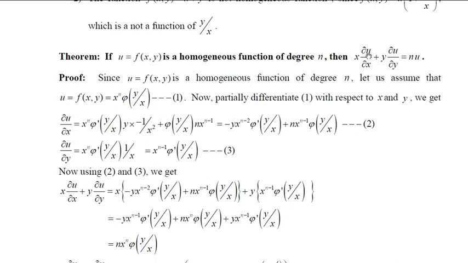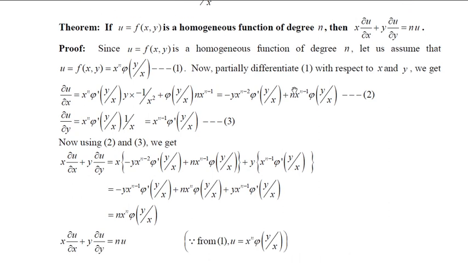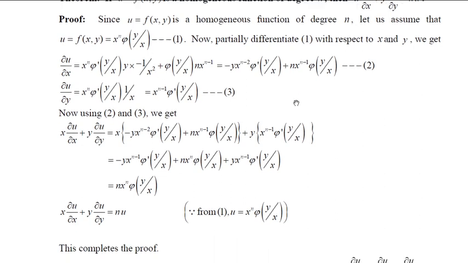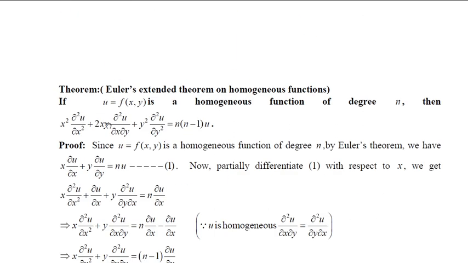See, if you write this as simply x into dou by dou x plus y into dou by dou y of u, and if you square that, then you are going to get x into dou by dou x plus y into dou by dou y whole square, and expand it.